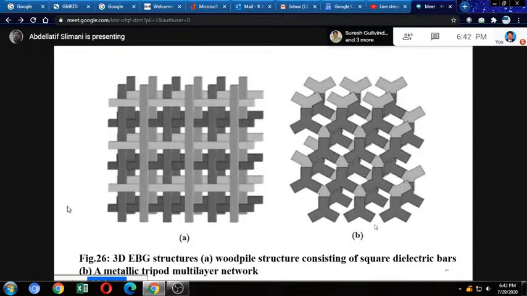The third case is three-dimensional EBG structures. Figure A shows structures consisting of square dielectric bars, and figure B shows a metallic tripod multi-layer network. For the three-dimensional example, we can find the structure in all the substrates. The first example, one-dimensional, is just in the ground plane. The second example is just two dimensions, but for three dimensions, we can observe this structure in all substrates of our array antennas. So here we talked about EBG structures.